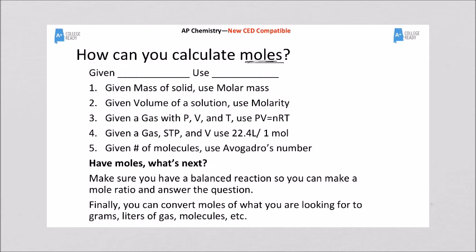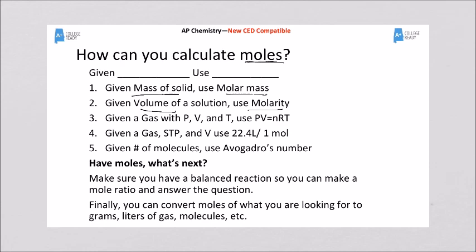So let's just go through a lot of these different examples. If you're given mass of a solid, we can look at the periodic table, calculate the molar mass, and then divide and get the moles of that substance. Then we could do a mole ratio. If we have a solution, you're probably going to have the volume and the molarity given, so we can use that relationship and multiply and end up with moles.